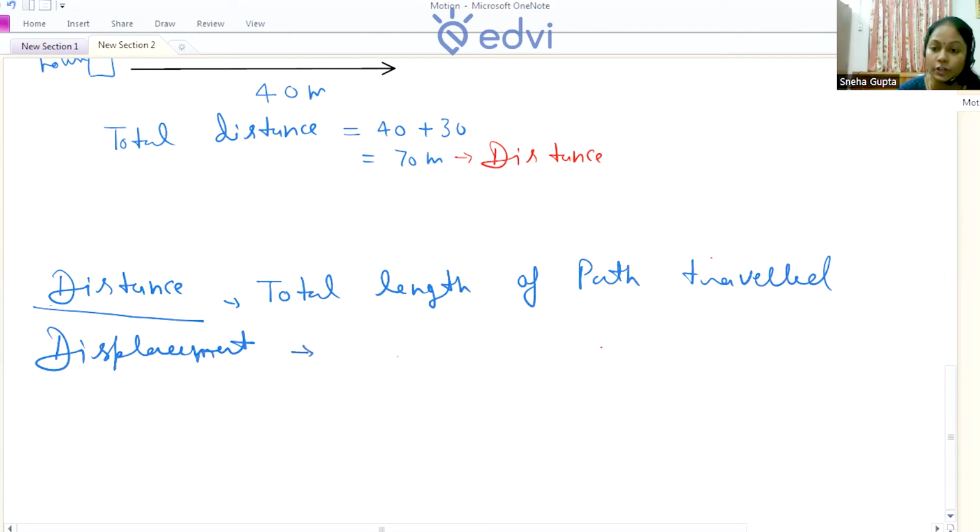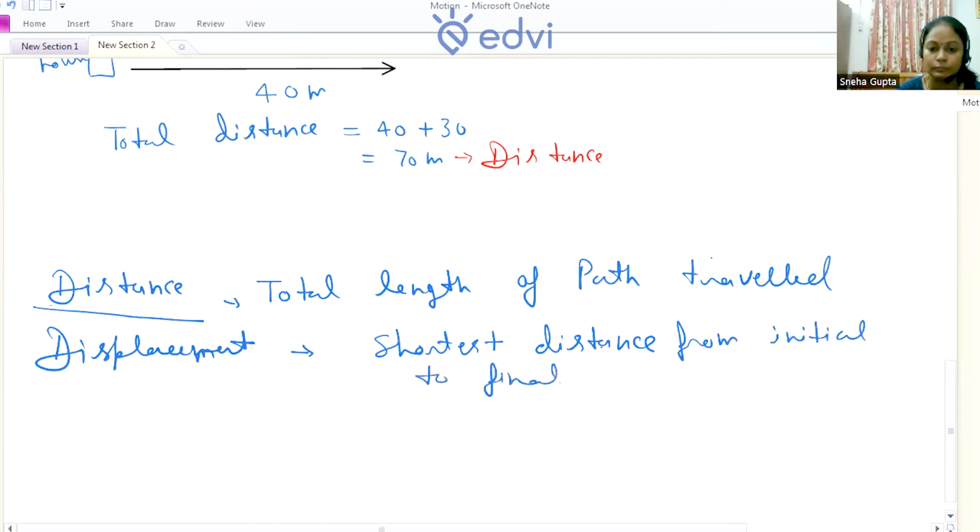Displacement is the shortest distance. What is the shortest distance? From the initial to the final position. Okay. So now here you can see the difference between what is distance and what is displacement.